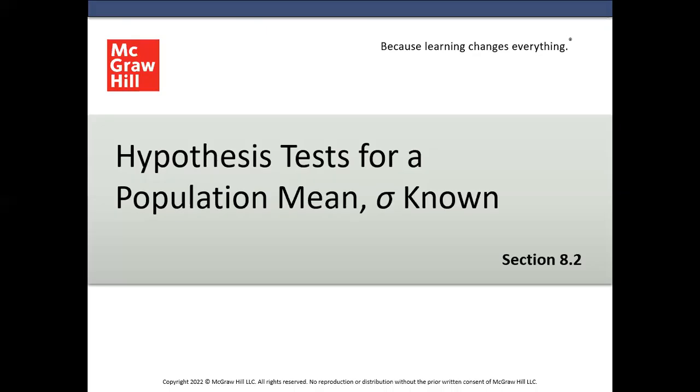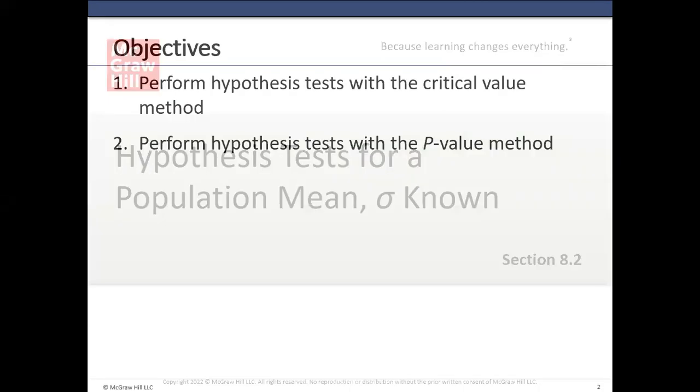Hypothesis test for a population mean, sigma known. So we are going to do the test. Remember, a hypothesis is an educated guess about the population mean. We are going to test it out. The population standard deviation is known. Sigma is the Greek small s, which is the population standard deviation.